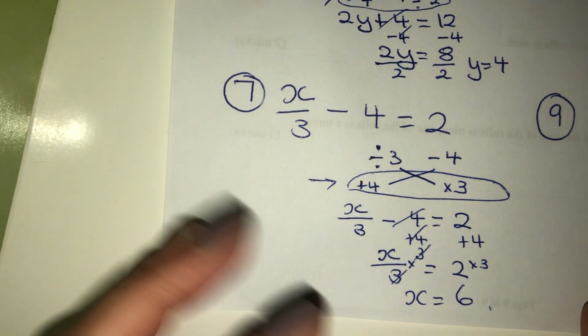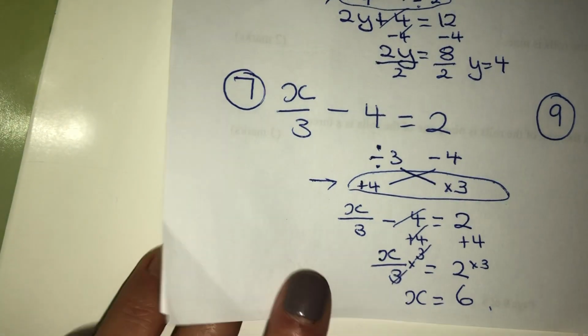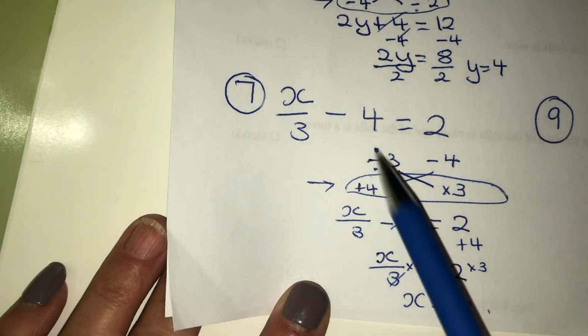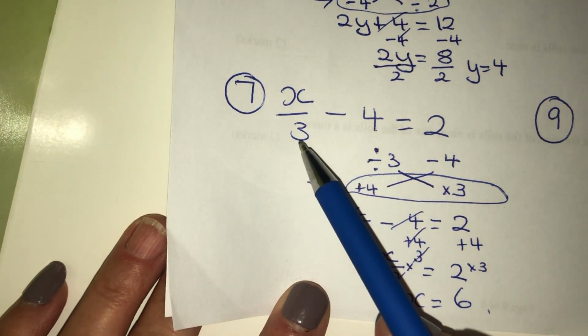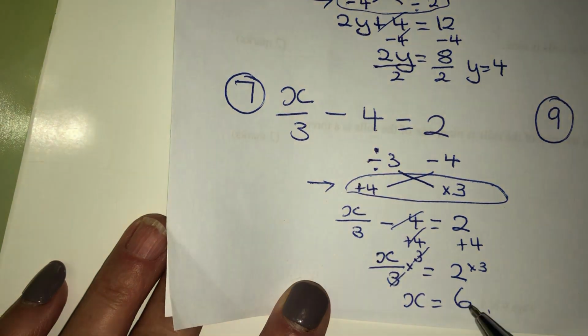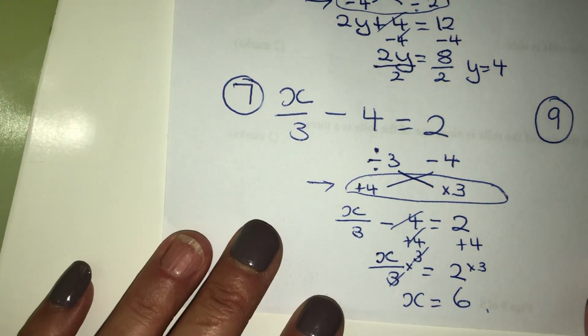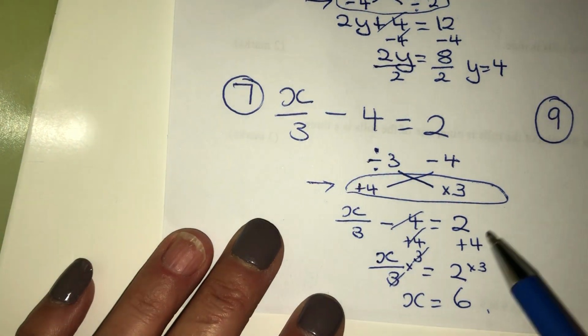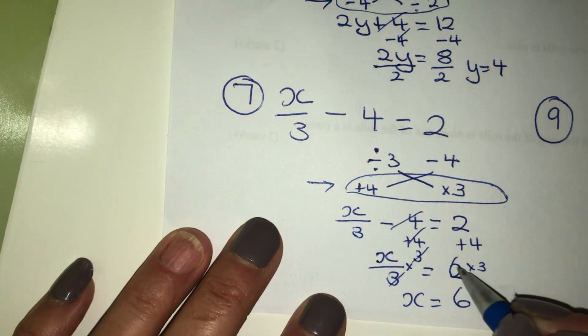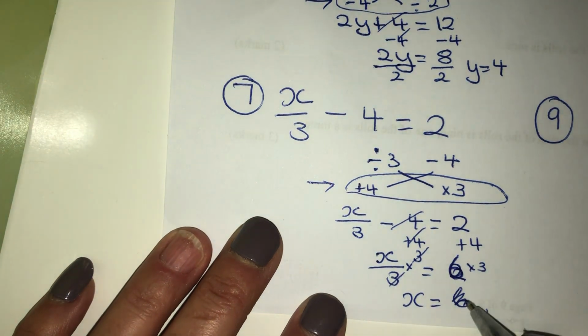Okay, did you get x equals 6? Once again, let's try. We'll put it in here. 6 divided by 3 is 2. Oh, what have I done? Oh, 2 plus 4 is 6. Goodness me, I hope you didn't get what I got.